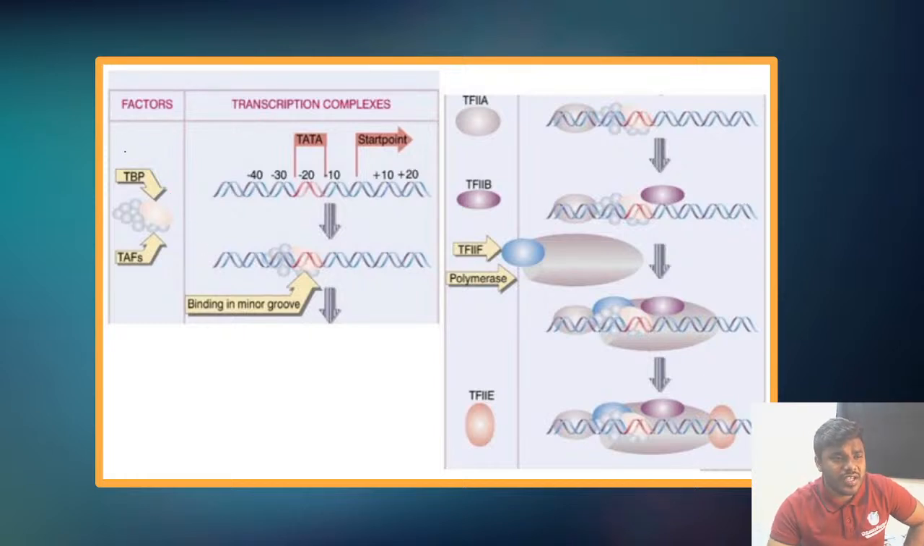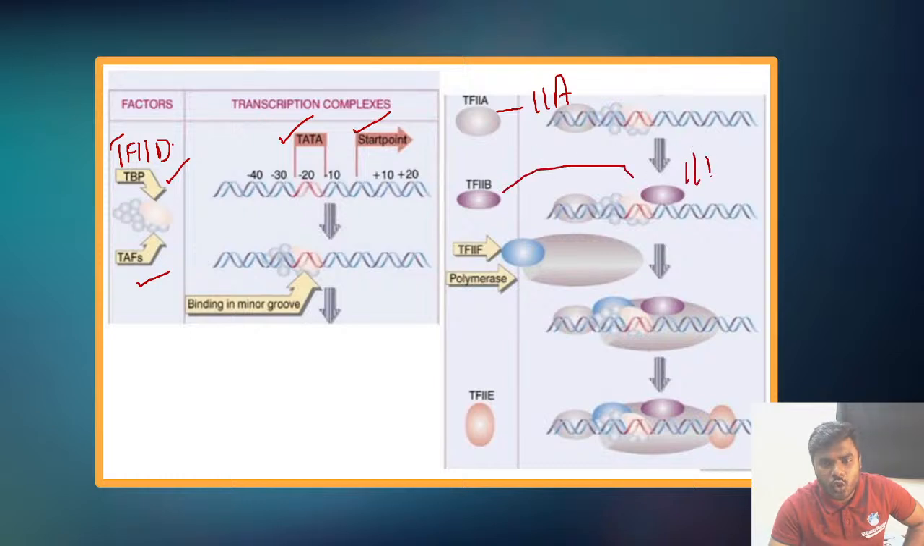All of you look into this, my friends. Let's talk about it one by one. So the first factor is what, friends? Transcription factor 2D. All of you look into this. It contains the TBP, it contains the TAF. So where is this TBP associated? I already told you, it is associated with the TATA box. Where is the TAF associated? The start point. After 2D, who will come? You can see, my friends, 2A will come. After 2A, who will come, friends? 2B will come.